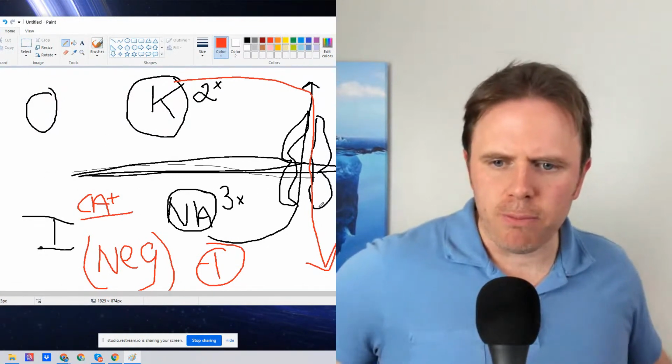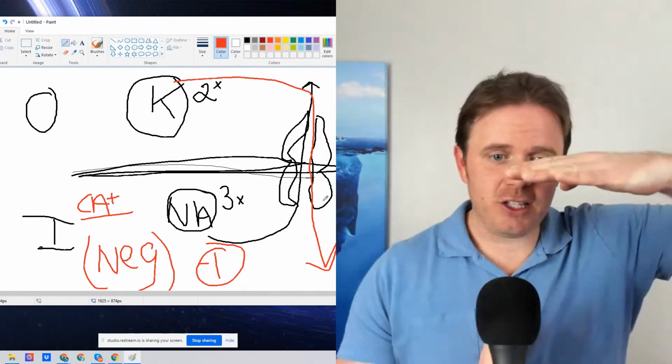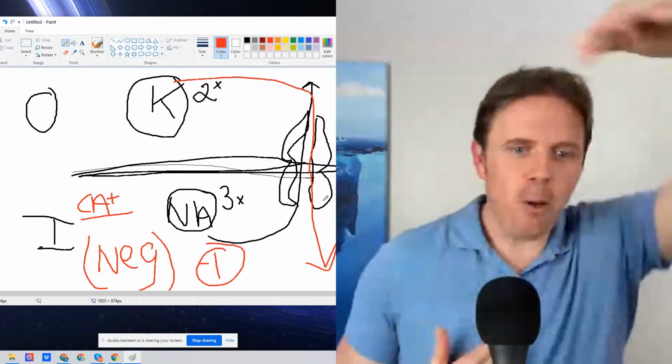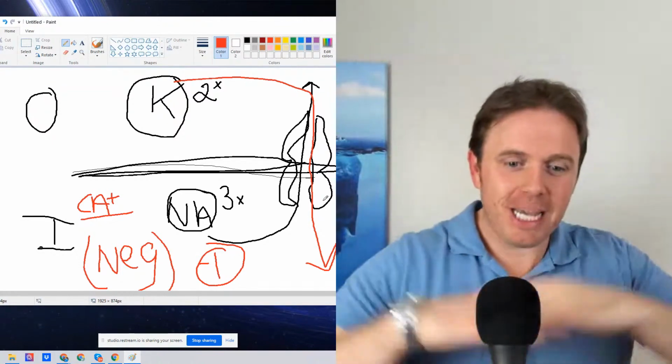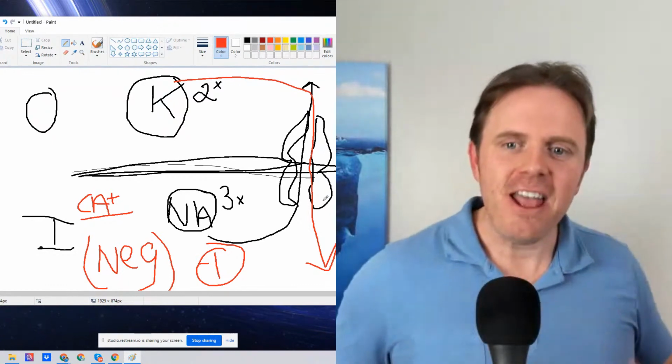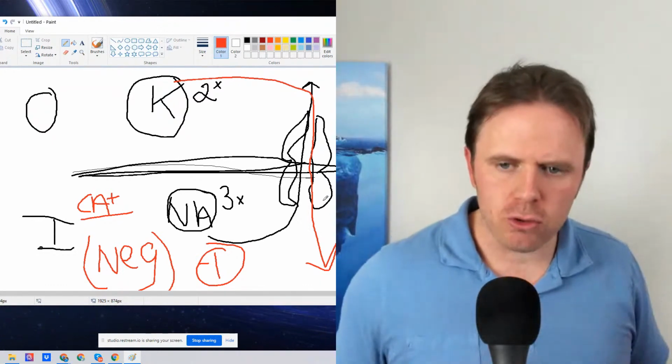So to keep it really simple, I don't want to overwhelm anyone. Here's our cell membrane, inside sodium, outside potassium. We have 2 potassium coming in, 3 sodium coming out. So it's keeping our cells inside negative, and that's helping our nervous system work. That's helping our muscles contract.